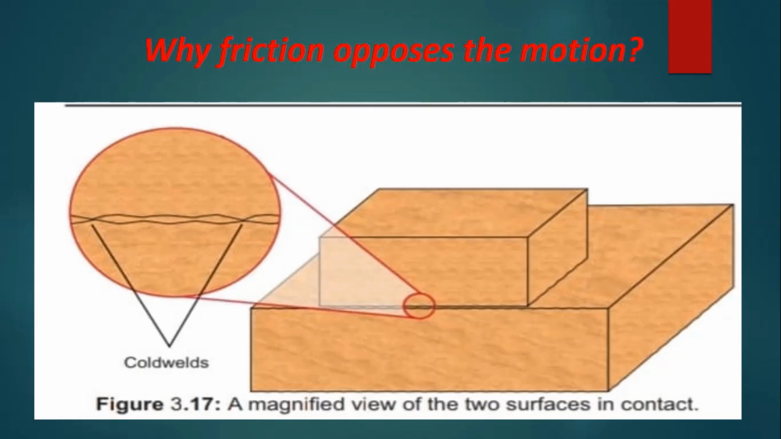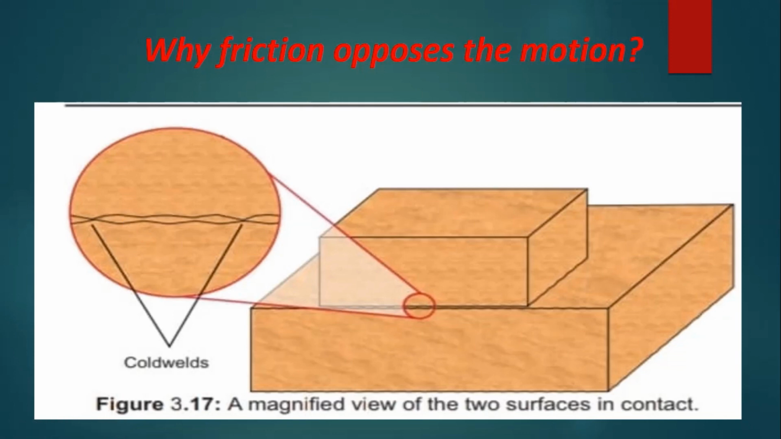Why friction opposes the motion? It is a very important question. The answer is that no surface is perfectly smooth. Every surface has pits and bumps as seen through a microscope. So these are the pits and bumps. Without the help of a microscope, it is difficult for us to see these pits and bumps. Understand?